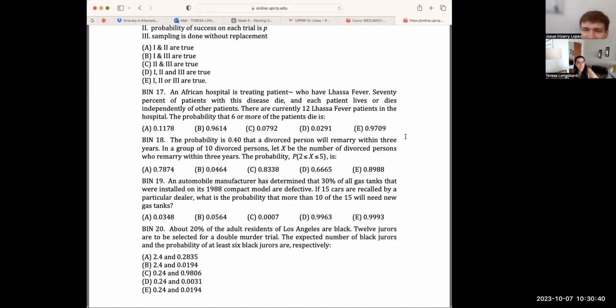Remarry, the probability of 0.4 that a divorced person will remarry within 3 years. It's very specific. Remarry within 3 years is the success. In a group of 10, so that's the N, let X be the number of divorced persons who remarry. So let me write this one down. Let me do this one on paper or on my iPad. I'm going to write it out and then I'll show you.